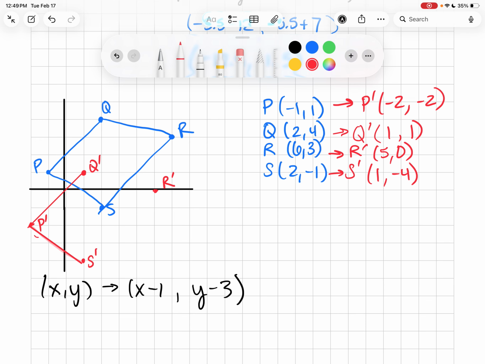Now the other way I could have done this, if I didn't want to write out all the points first, is I could have just said, okay, every x value I'm going left 1 and y values I'm going down 3. I could have come up here, I'm going to do it with Q, and said, well it's going left 1, so that's over here, down 3, 1, 2, 3, and there's my point. So that's a way you can go back and check too once you've graphed them. If you're more visual, you can do it that way.